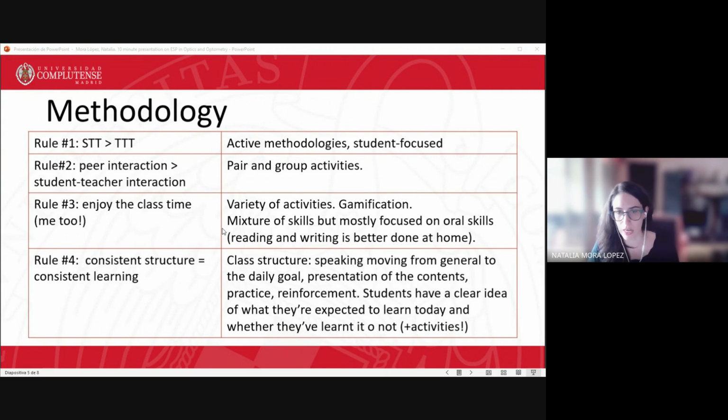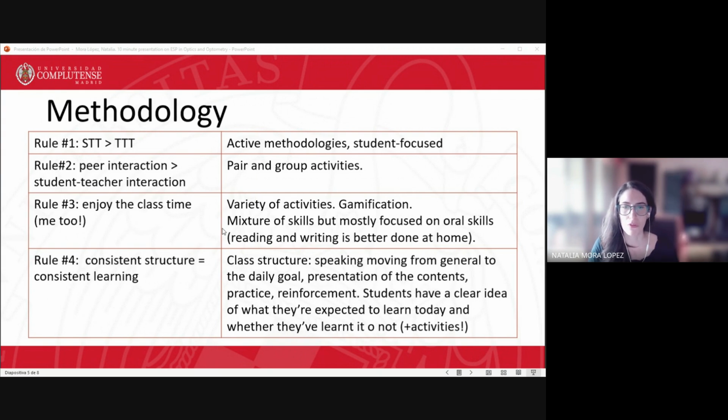I think that day after day, if it's always the same type of exercises, they're going to get tired. So I try to introduce a variety of exercises, and also I try to introduce gamification. I have a mixture of skills, especially talking and listening. I'm more focused on oral skills in class because I think that reading and writing they can do at home. So even though in my course we have the 4 skills, we practice the oral ones more in class and the written ones more at home.